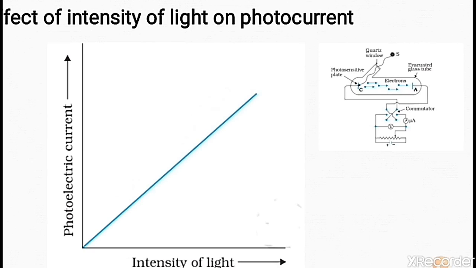Now it is found that the photoelectric current increases linearly with the intensity of the incident light, as shown in the figure. The photocurrent is directly proportional to the number of photoelectrons emitted per second, which implies that the number of photoelectrons emitted per second is directly proportional to the intensity of the incident radiation.